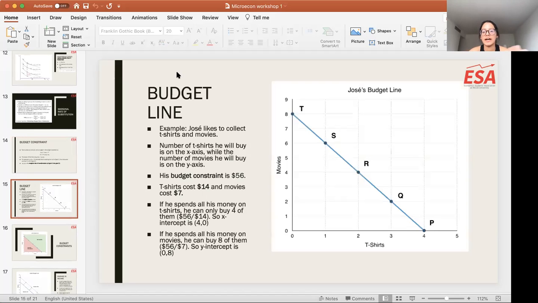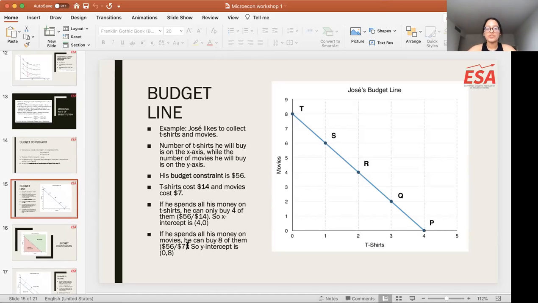Now this is the budget line. I'm going to go over how to construct a budget line and what different parts of it mean. For example, Jose likes to collect t-shirts and movies. He likes to go out and buy t-shirts and movies. The number of t-shirts he's going to buy, which I'm considering good 1, is on the x-axis. Movies, which is good 2, is on the y-axis.